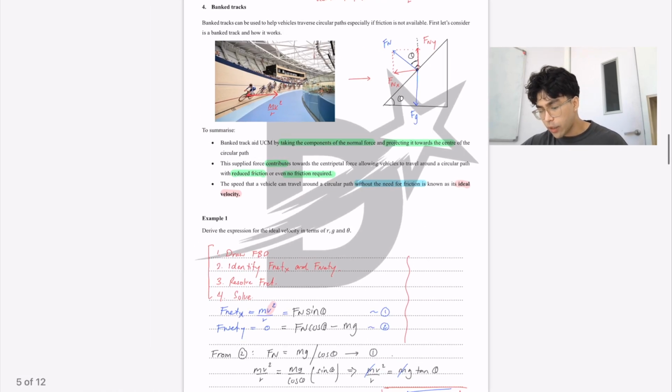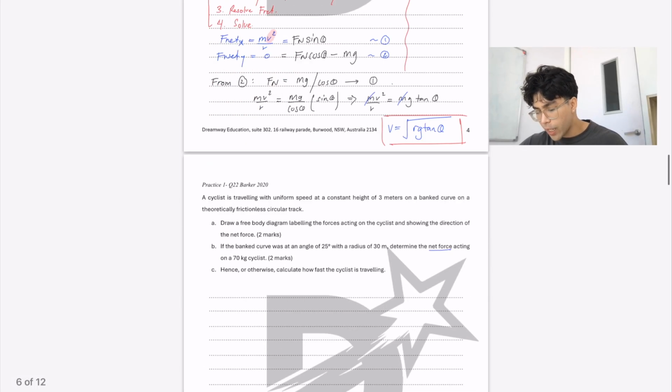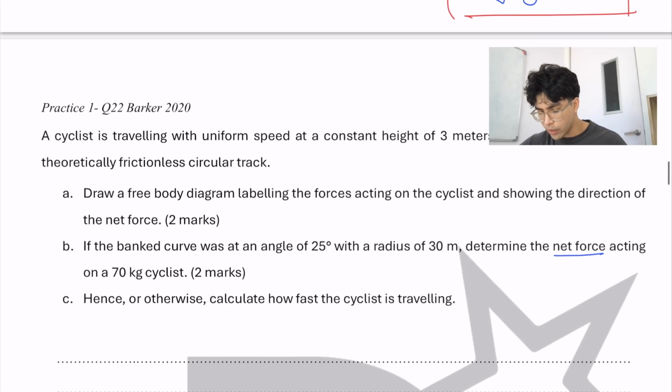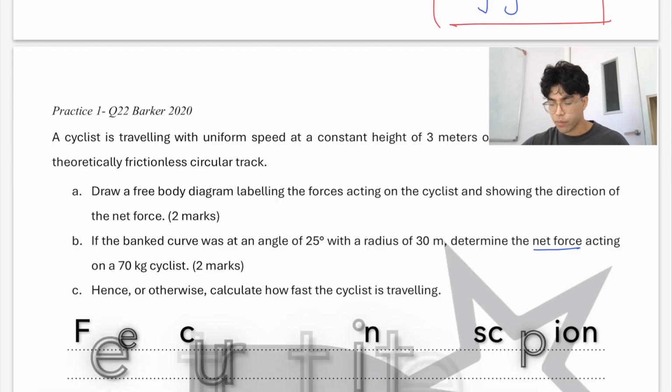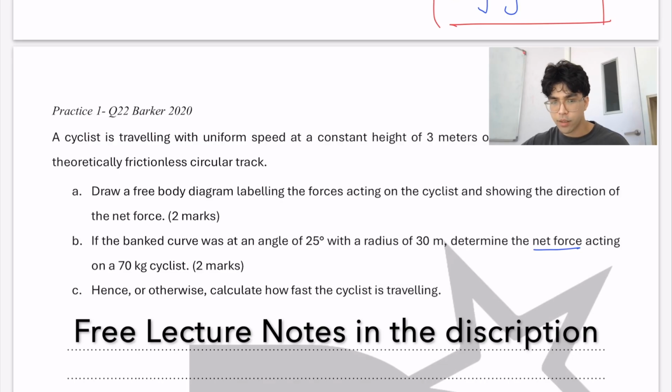So that's it for bank tracks. I hope you guys understood what was going on, okay? And if you want some more practice, you can have a go at this 2020 past paper here, which was from the Barker Street trial paper.